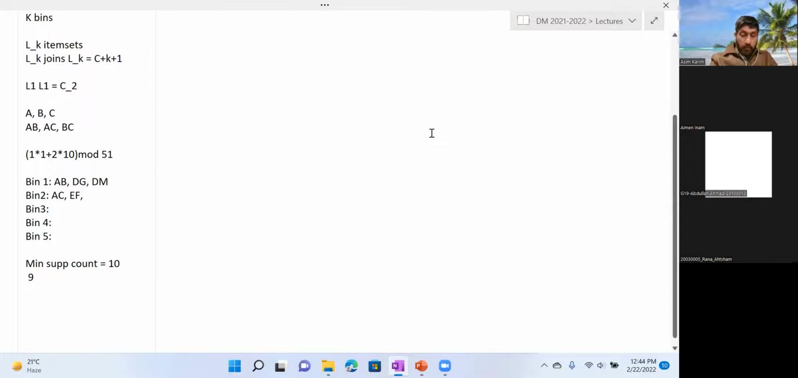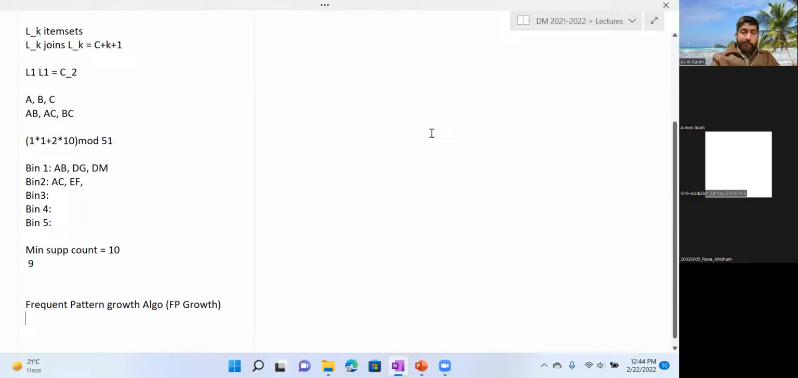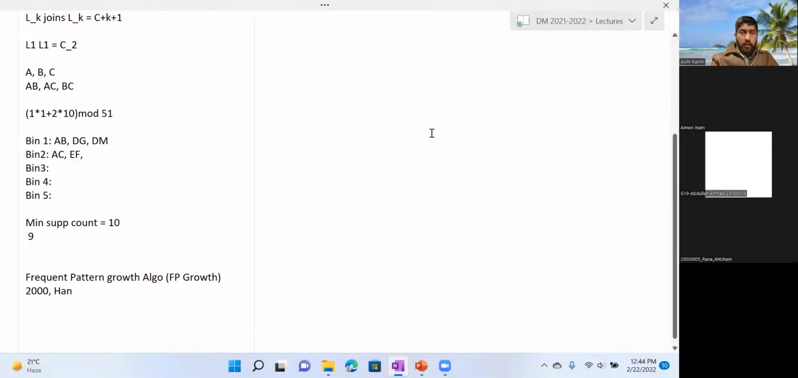Okay, so we want to move on to the next scalable algorithm, which is the frequent pattern growth algorithm, simply called FP growth as well. This algorithm was proposed in 2000 or 2001 by Han and his colleagues. Han is the author of one of your textbooks from UIUC. And as I said earlier, FP growth and its variations are now the most commonly used techniques in practice.